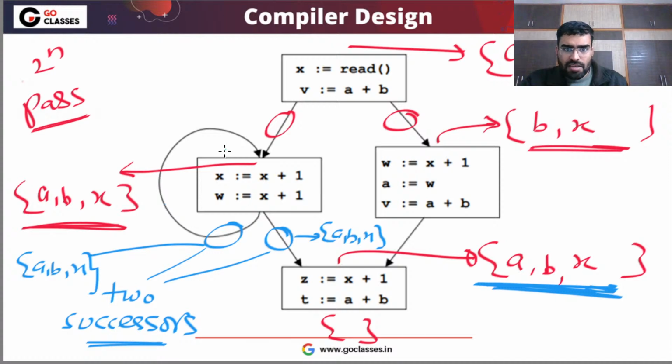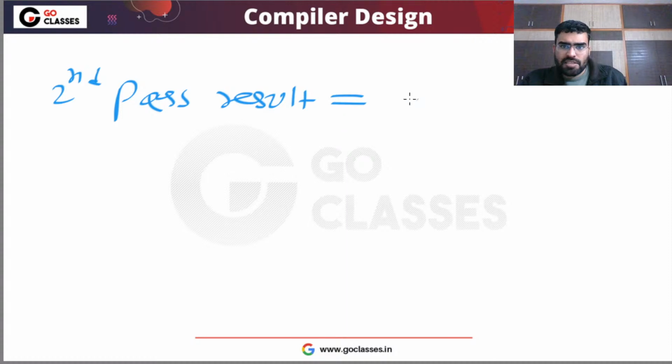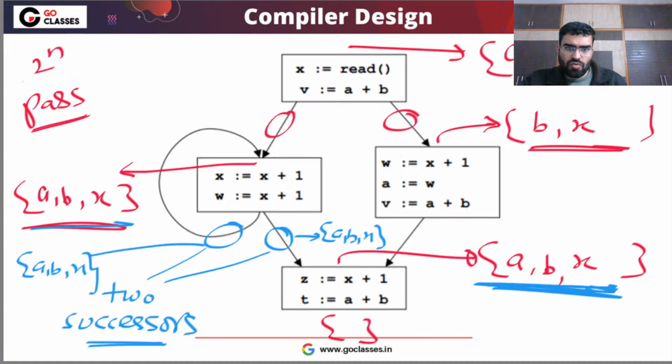Finally again this will be ABX minus W, so that will be ABX. Here also nothing will change. So again the second pass is the same as the first pass. You can notice that the second pass result is the same as the first pass result. So stop. This is your final answer.